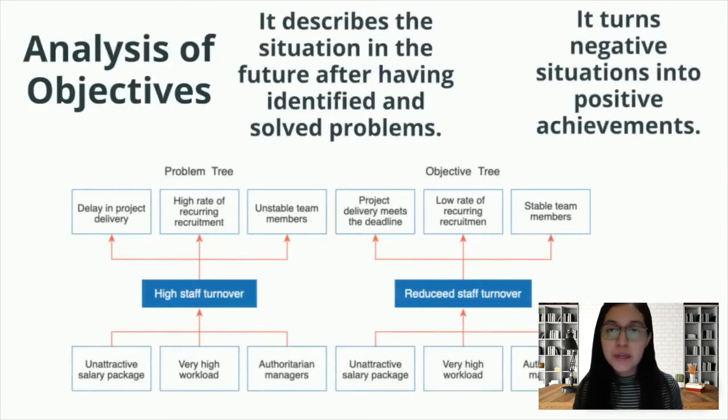After we have completed the stakeholder analysis and the problem analysis with its corresponding diagram, the problem tree, we can continue on to the analysis of objectives, in which we will use a similar diagram to describe the situation in the future after having identified and solved problems. So here's when we start turning negative situations into positive statements.